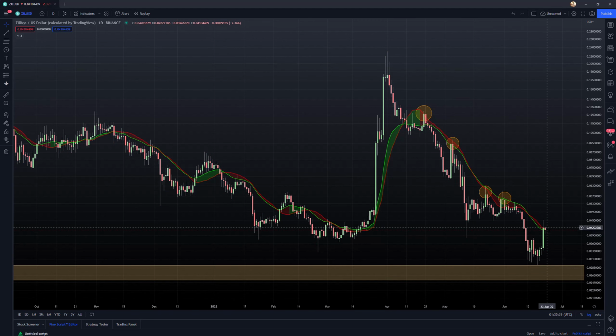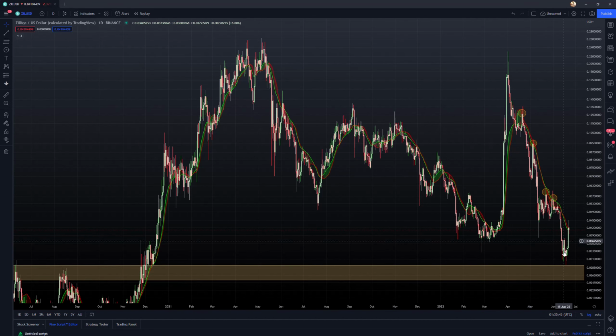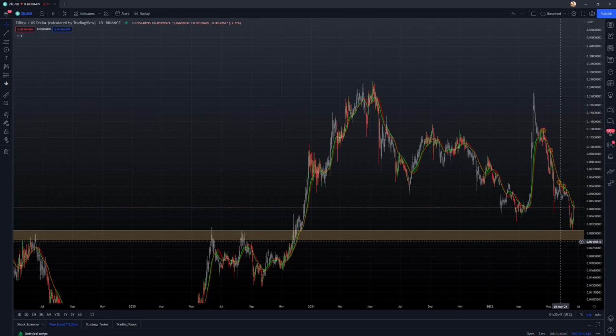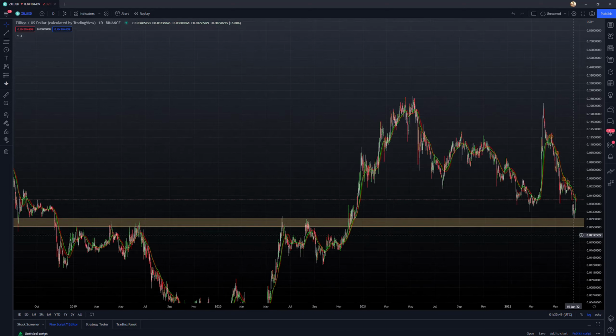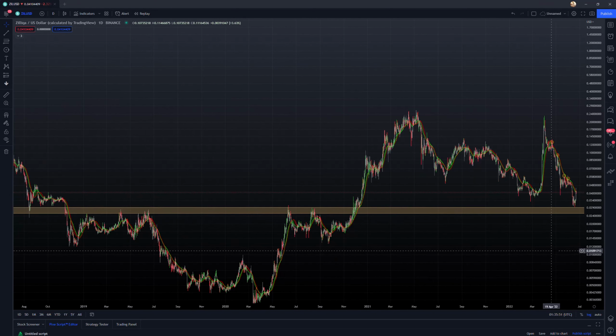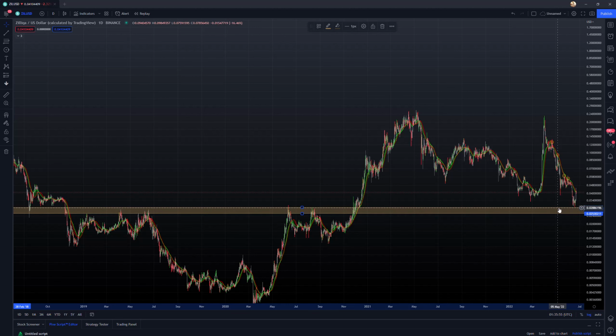But if we continue to reject and we have a situation similar to these prior rejections, I would say that most likely this region here that I've outlined is going to be holding as support. So this ranges from approximately 2.5 all the way up to 2.9 cents.